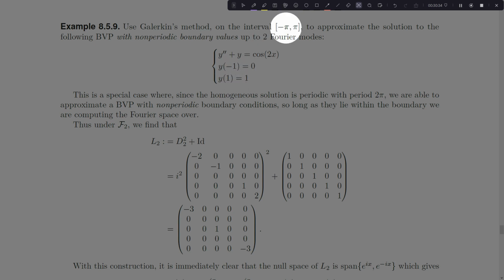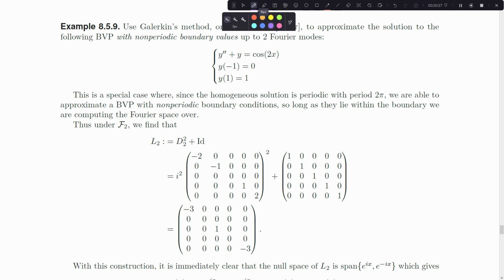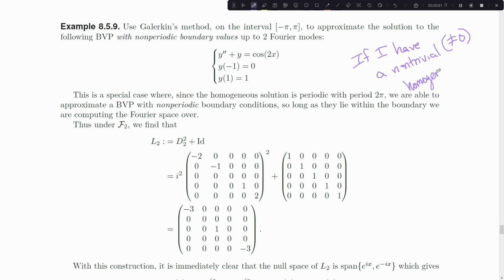So maybe I'll mention that here: if I have a non-trivial, meaning non-zero, homogeneous solution, I can fit non-trivial boundary conditions. And so in this case, I will have a non-trivial homogeneous solution, and we're going to find that out in just a bit.